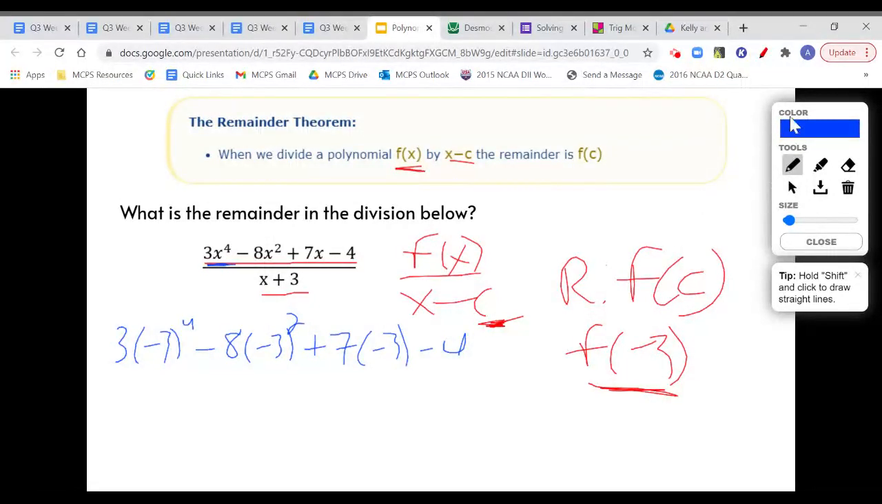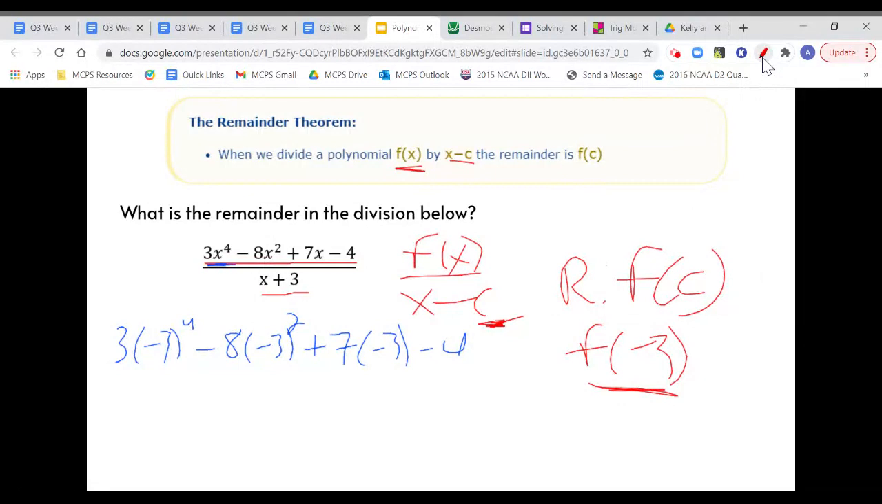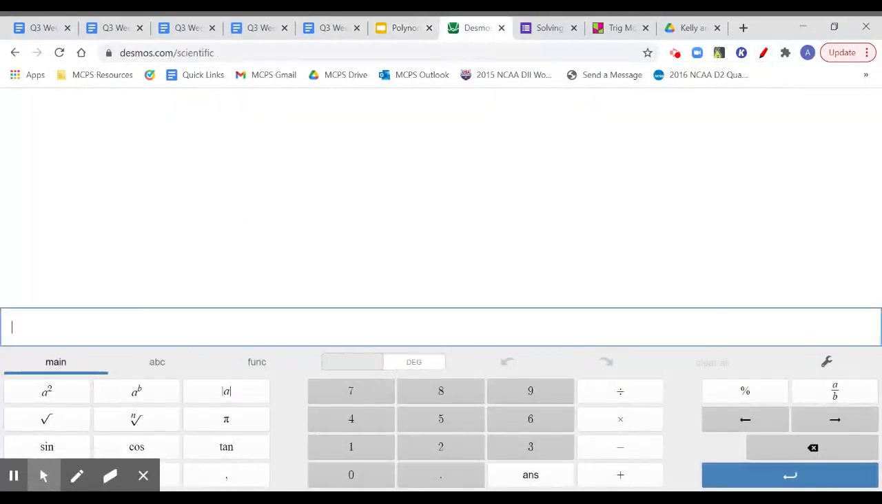So I can't actually keep showing this when I go to my calculator, so I apologize for that. But I'm going to type this as it was. So 3 times -3 to the fourth. Press my little arrow over, so I'm not in the exponent anymore. Then -8 times -3 squared. Press my little arrow, so I'm not in the exponent anymore. Plus 7 times -3 minus 4. You'll see it gives me this answer of 146.